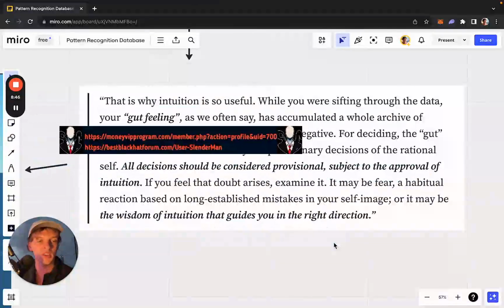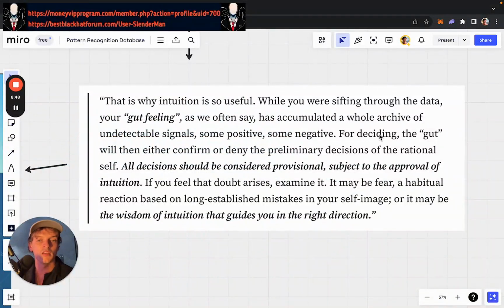So I think the key point here is, for deciding, the gut instinct confirms or denies the preliminary decisions of the rational self. So to put that simply, because I know you read that and didn't understand what I just said, it went in one ear and out the other, so let me explain it. Consciously, we go, okay, do I buy this coin or not? Consciously, okay, yes, I want to buy the coin. But subconsciously, in your intuition, maybe your brain's saying, nah, I'm not sure about it. There's a level of conviction that you don't feel like you have. That is your subconscious mind not giving you the approval through intuition that you should be making this decision.